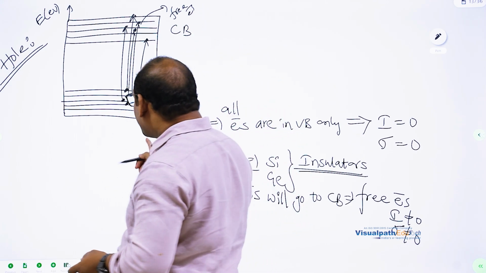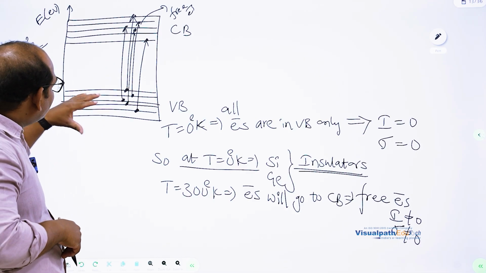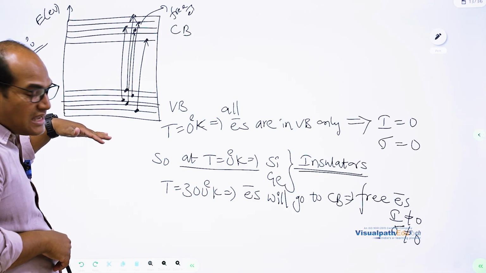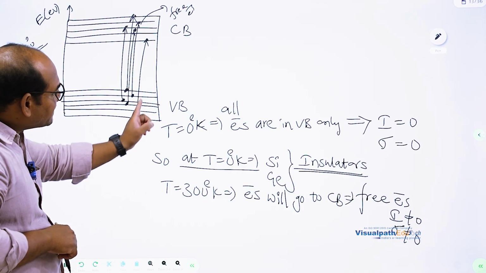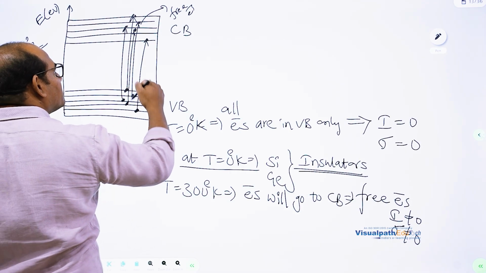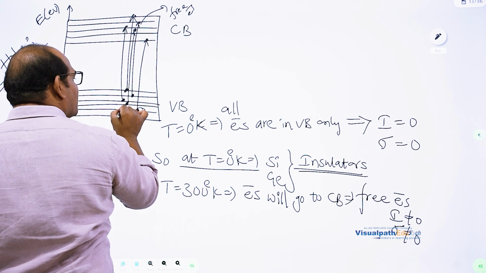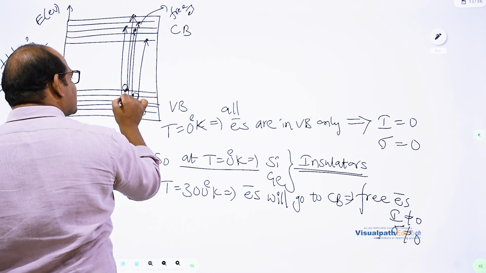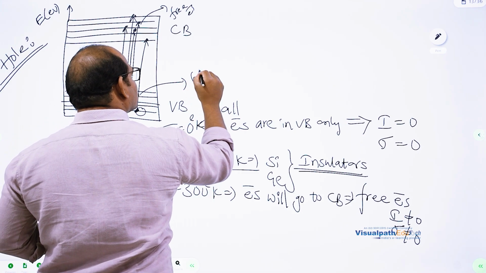What about the vacant spaces available in the energy levels here? In the valency band, it is a group of energy levels, and each energy level is containing only one electron. Because of the temperature increment, this electron is now jumping into the conduction band. So here a vacant position has been created. All these vacant positions are called holes.